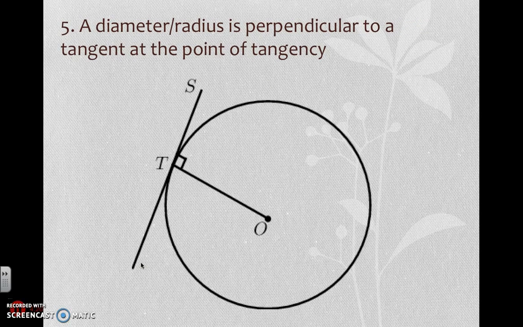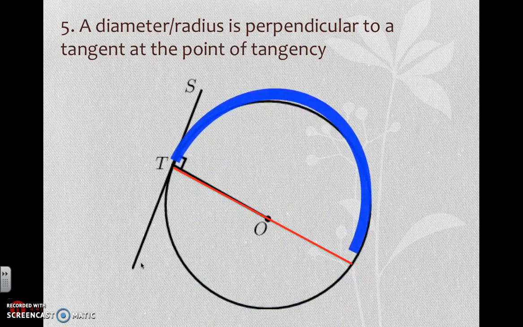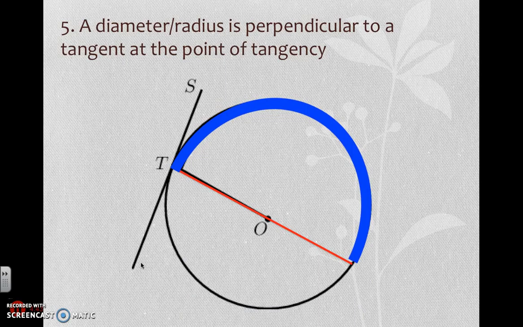Next is that a diameter or a radius is perpendicular to a tangent at the point of tangency. So I have a radius at OT, a tangent of ST, and I know that those have to be perpendicular. Now if you think about it, I can make a diameter which creates a semicircle, which is 180 degrees, and that semicircle is the intercepted arc for angle STO.